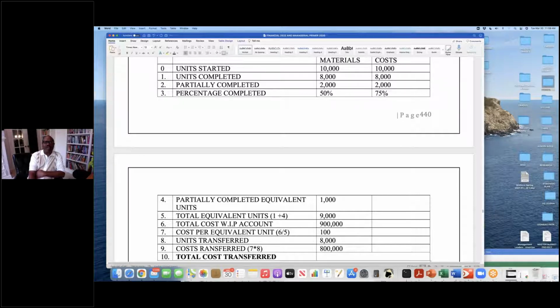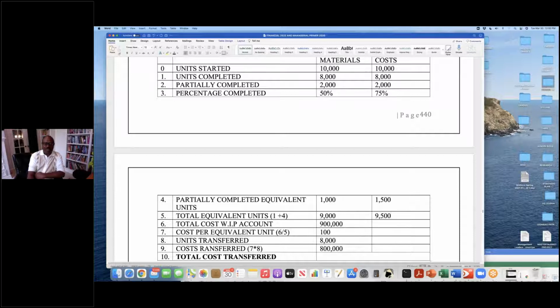So 75% complete. So the partial would be what, 1,500? Yes. When we add those together, 1,000 and 1,500, we get what? 11,500. Wait a minute. Oh wait, 9,500.